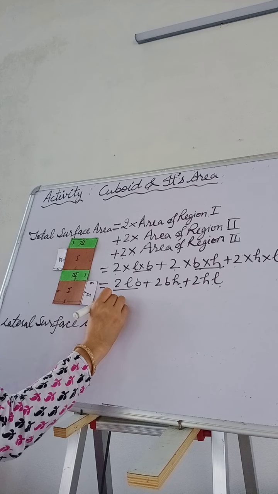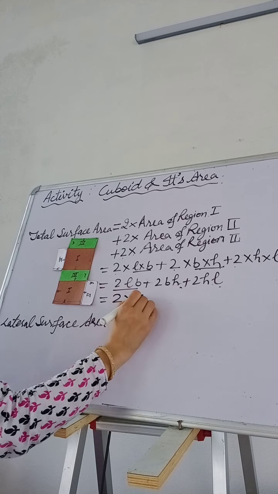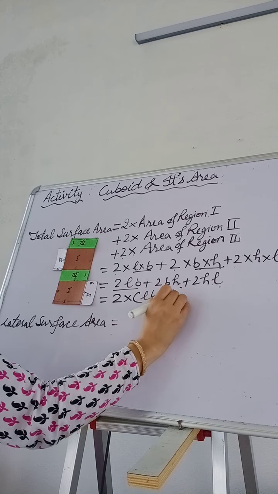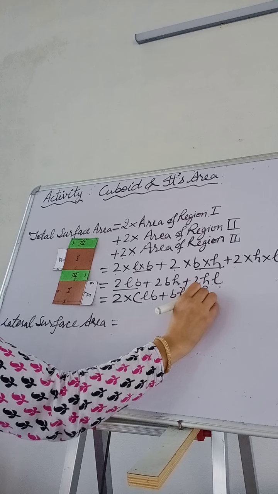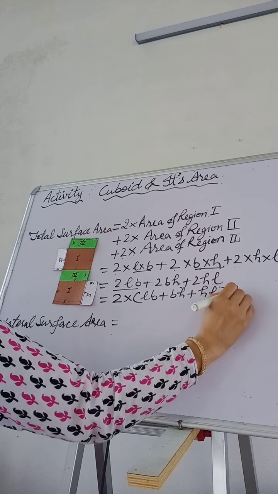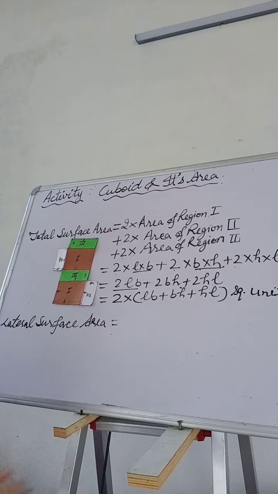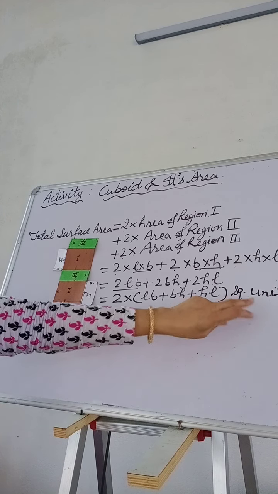I am just going to take 2 outside as it is common: 2 times (length breadth plus breadth height plus height length). Square units. We should write the area in square units.